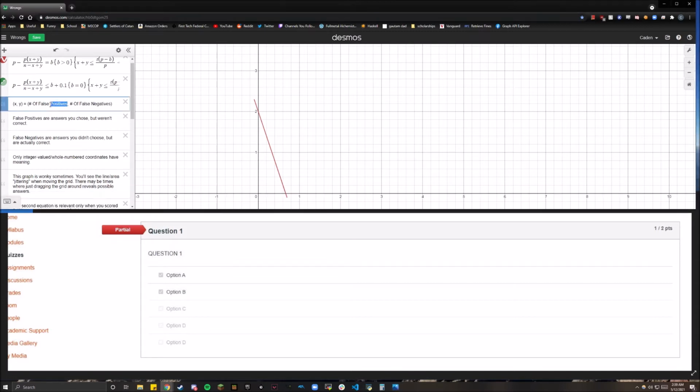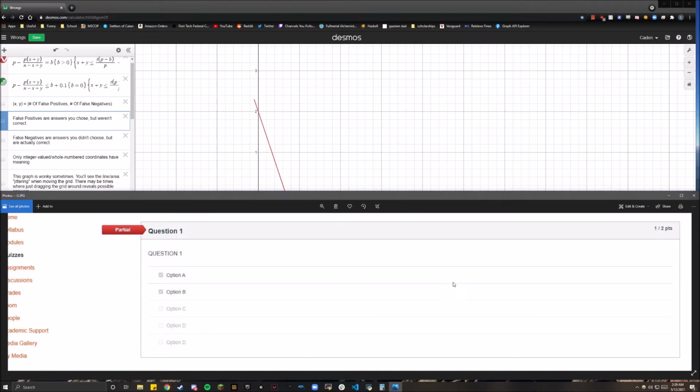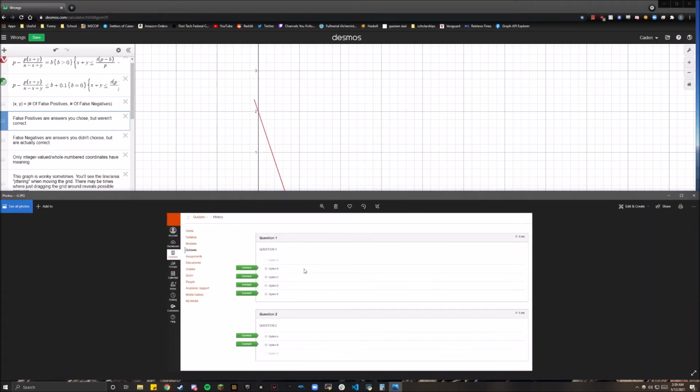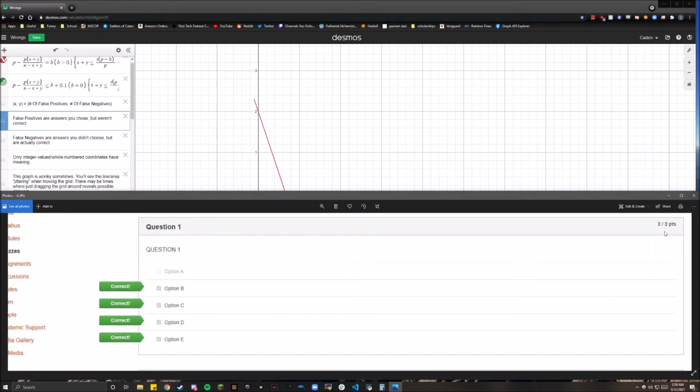Because of the 0 in the X, you have 0 false positives. That means you had no questions that you chose that weren't correct. And so now we can go to the results for that question. And lo and behold, I got 2 out of 2 points, and there were 4 correct options.